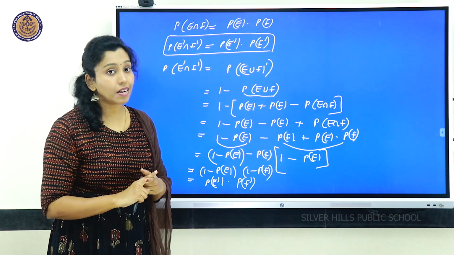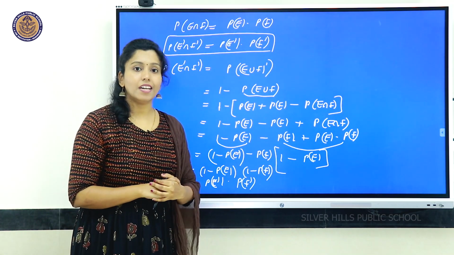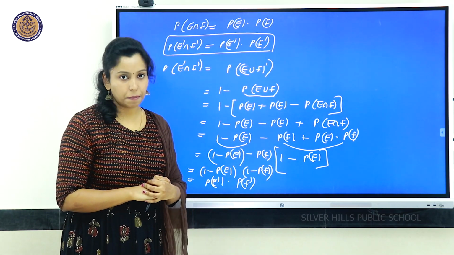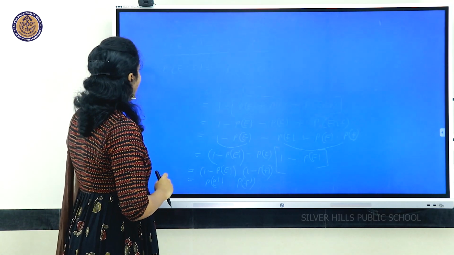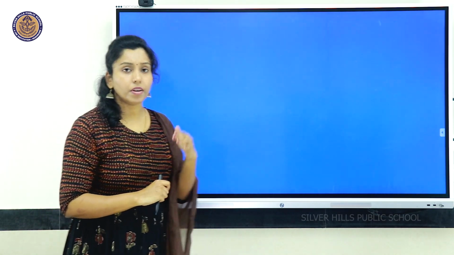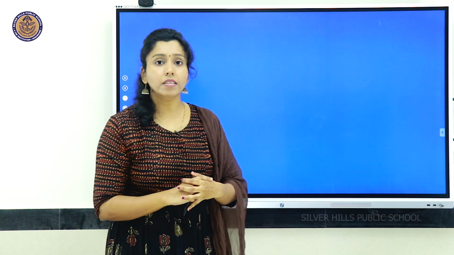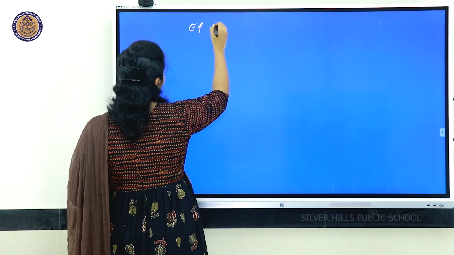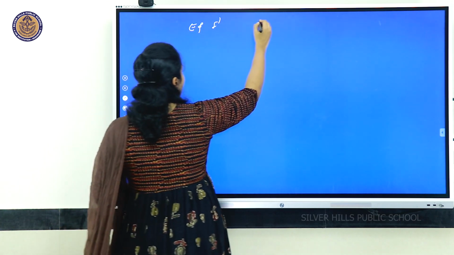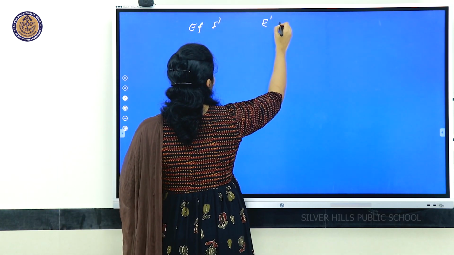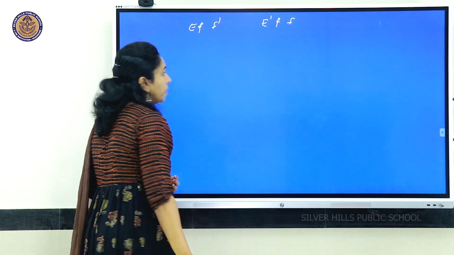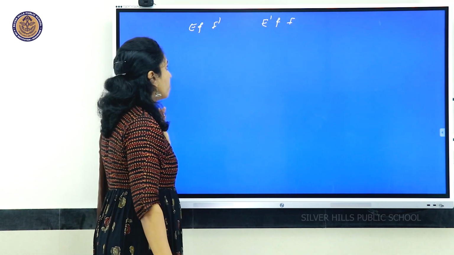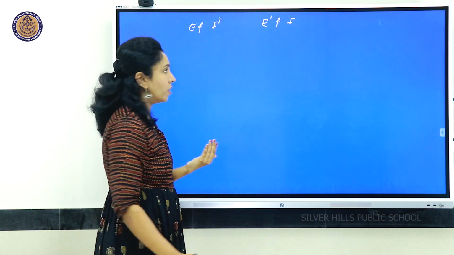If E and F are independent, E complement and F complement are also independent. Now one more part is there: if E and F are independent, then I can prove E and F complement are independent. Same way E complement and F are also independent. So I will show you the first proof. Similarly you can prove the next one also.